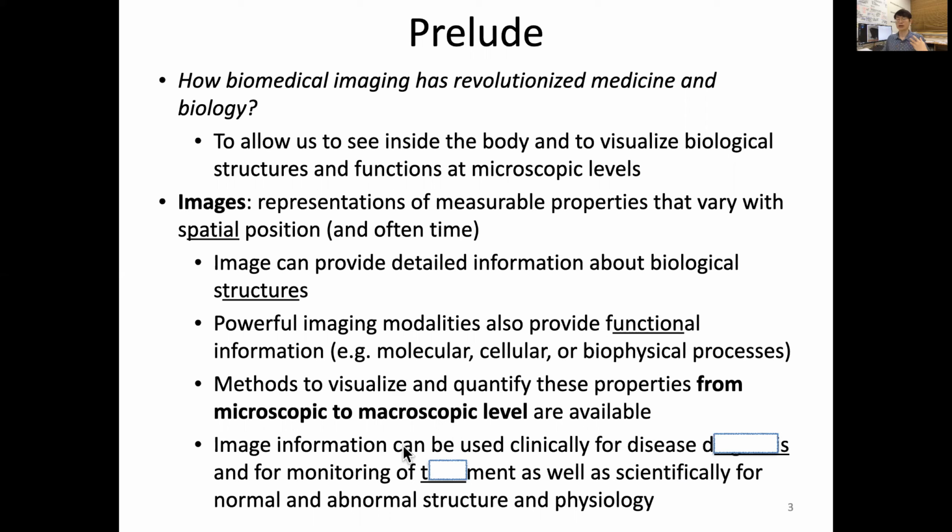Image information can be used clinically for disease diagnosis, figuring out what kind of disease it is, we can confirm, and for monitoring of a treatment. We can even use imaging information for monitoring whether the treatment has been taken properly, as well as scientifically for normal and abnormal structure and physiology. So imaging is becoming the most popular and powerful technology we are using for modern medicine.